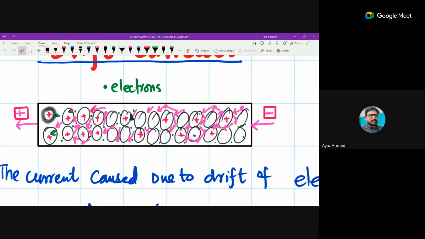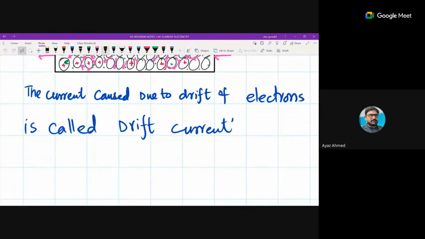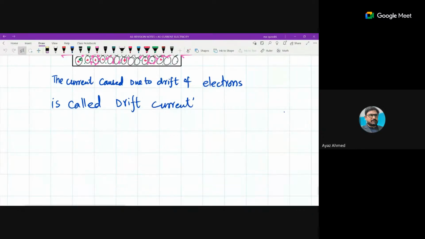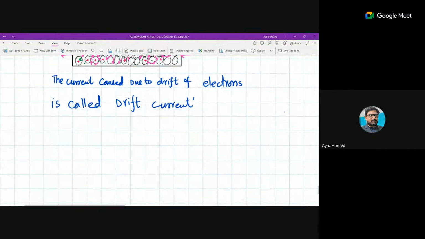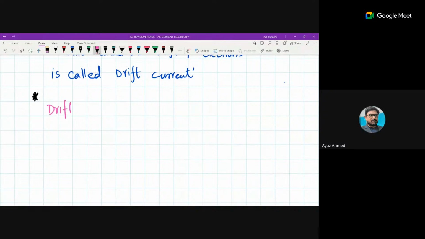So that current, which is due to drift of the electrons, is called your drift current, and the velocity by which they will move will be called your drift velocity. Got it? Today we will talk about drift velocity in detail and its calculations. So the velocity by which electrons are drifted is called your drift velocity. It would be asked to you to define drift velocity.